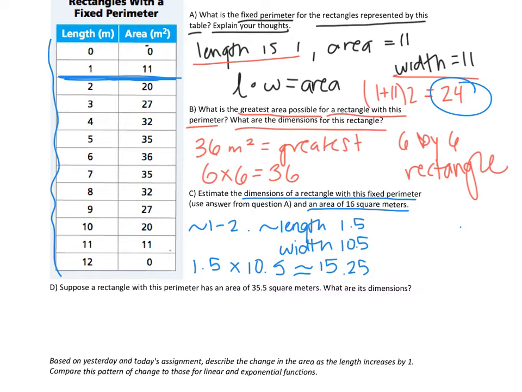All right. And then same thing here. D is supposed to be a rectangle with its perimeter has an area of 35.5 square meters. What are its dimensions? Again, so I'm actually going to do this in green to mark it. It's 35.5. Well, it's going to either be between, right? So it could be approximately 5.5, or it could approximately be 6.5.